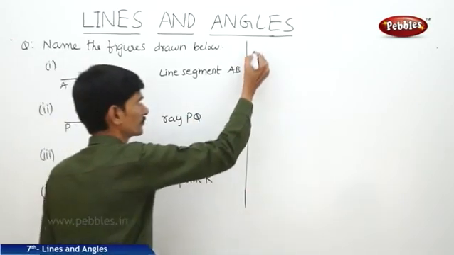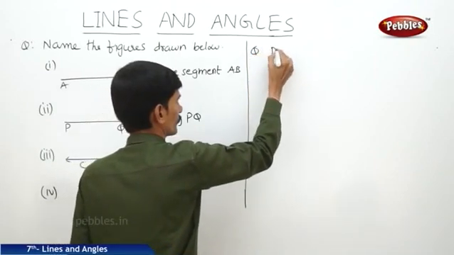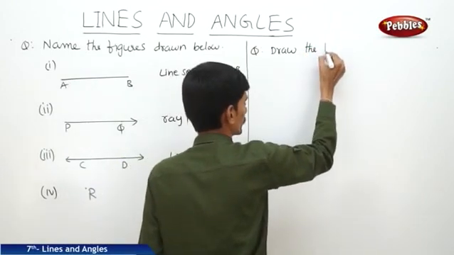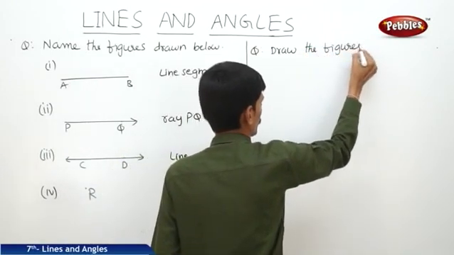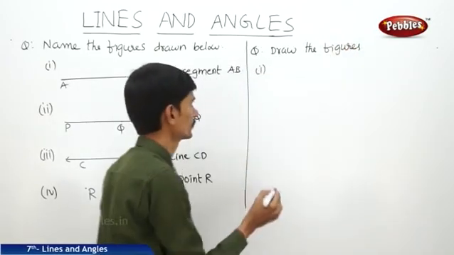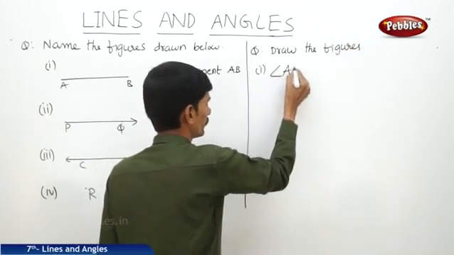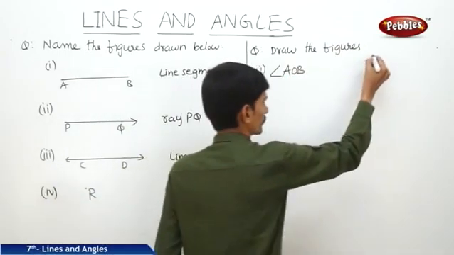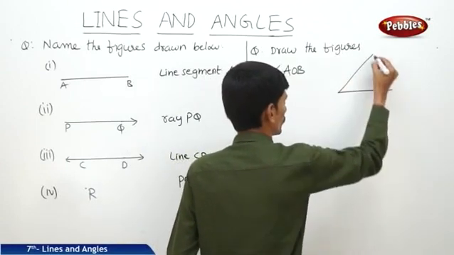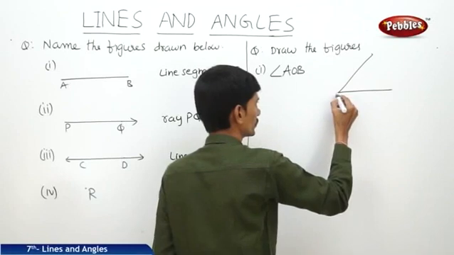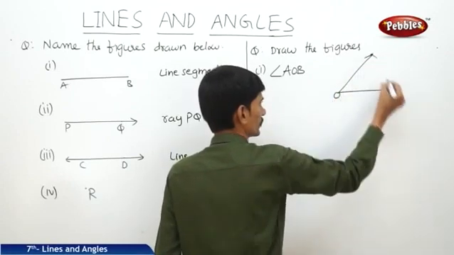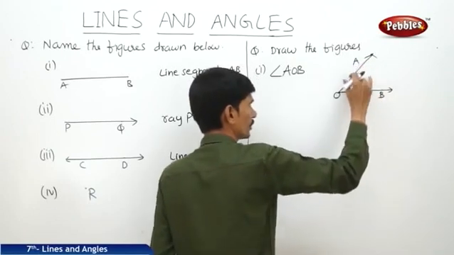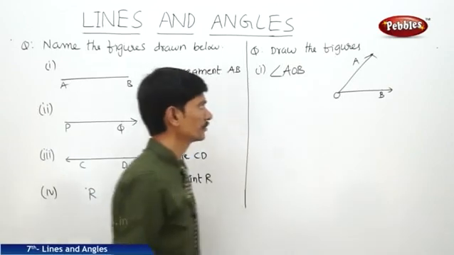Now the next question: draw the figures. First one, angle AOB. How to draw the angle AOB? Now it has two rays with a common endpoint, that is O. So here two rays OA and OB with the common endpoint O.